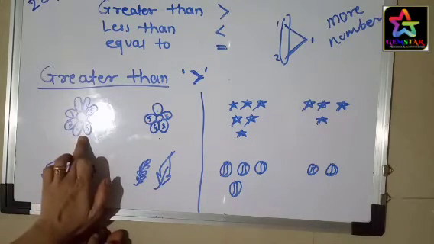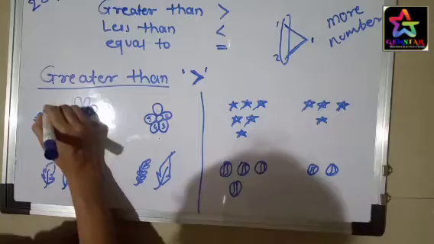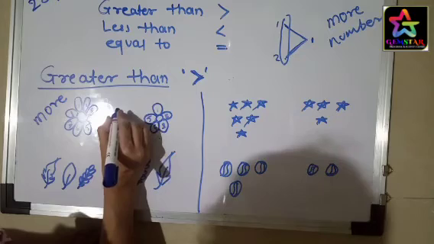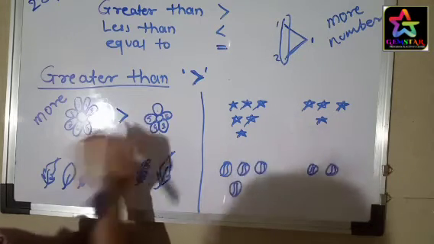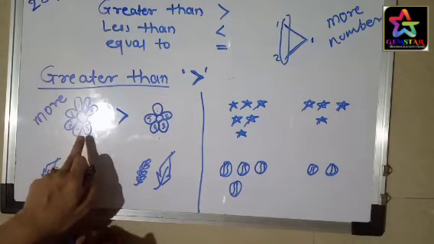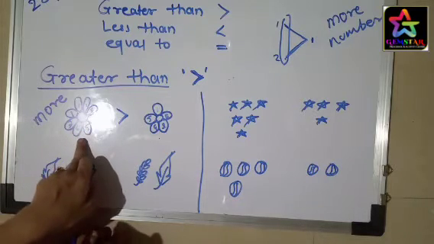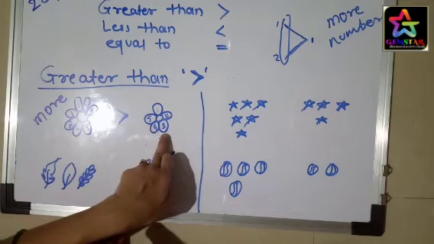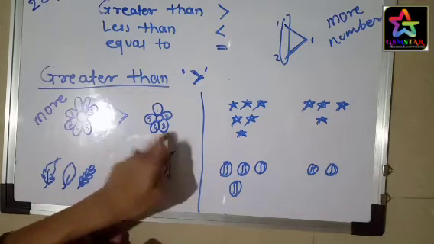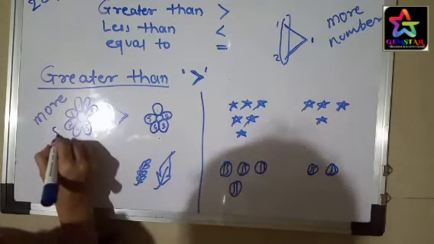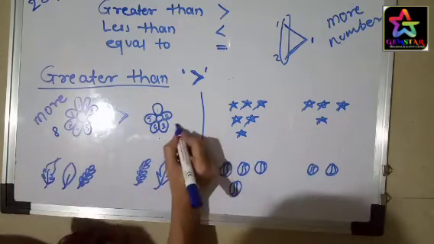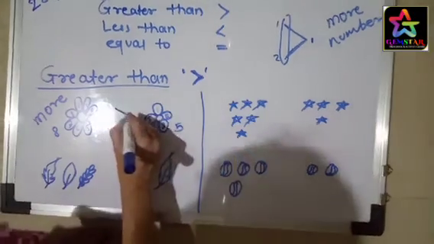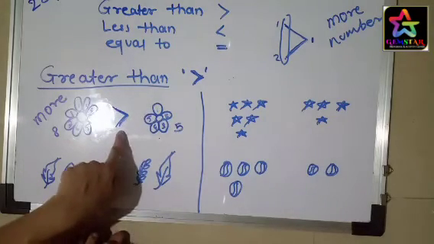So this side has more number of petals. So this sign, we will draw this sign as, for example, this flower has greater petals than this flower. How many petals are there? There are 8. And how many petals are there? 5. So which is greater? 8 is greater. So we'll put this sign over here as greater than.